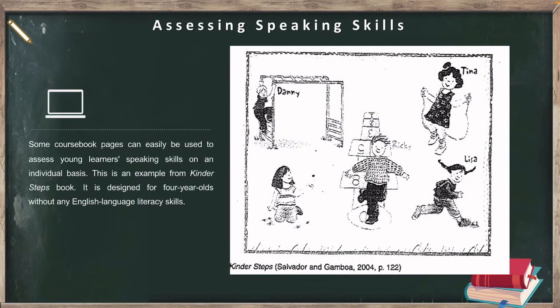Assessing speaking skills. Some coursebook pages can easily be used to assess young learners' speaking skill on an individual basis. This is an example from the Kinder Steps book. It is designed for 4 years old without any English language literacy skill because it is speaking skill. You can see on the right side.